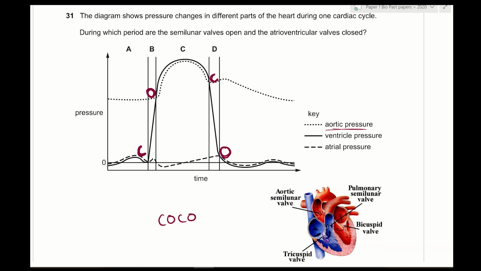Now let's see here what we're looking at. We're looking at aortic pressure. So aortic pressure has something to do with the semilunar valve, because as the aortic pressure increases, this means that the semilunar valve opens.